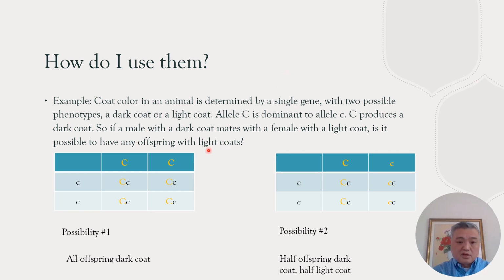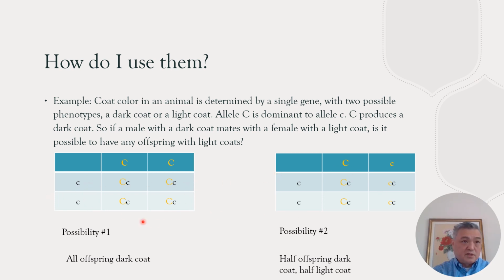And here there's actually two possibilities. Again, we let the top box represent the father's sperm. The father has a dark coat, so we know he's got at least one big C. He could have a second big C, or since the trait of big C is dominant to little c, he could have a recessive allele. We don't know that, but let's set the crosses. And we know the mother has a light coat, so she has to be homozygous, little c, little c.